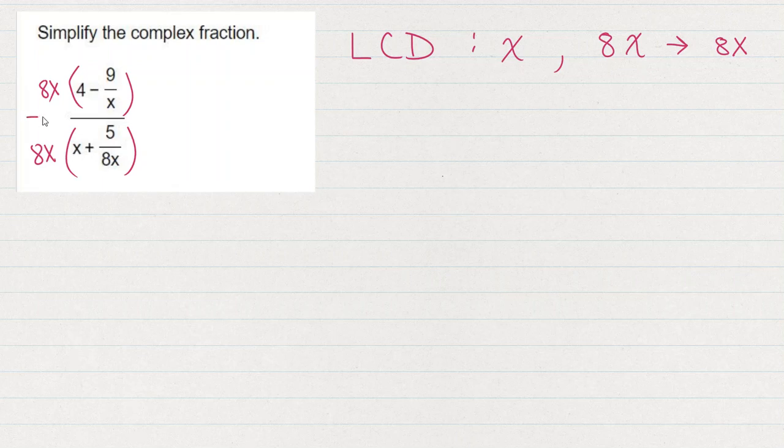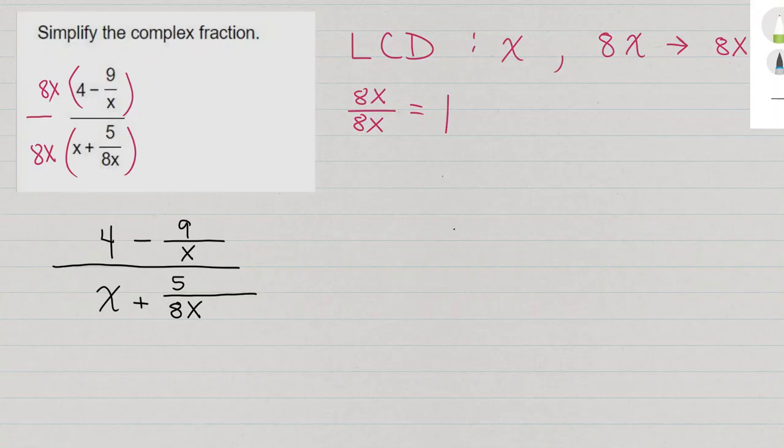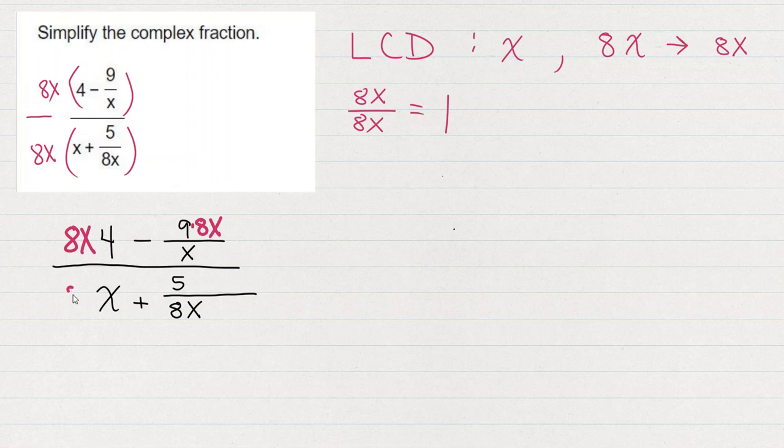Now, why can I do that? Because really, all I'm multiplying by is a 1, the multiplicative identity. By multiplying by 1, I don't change the value of the expression, but I can manipulate it to look differently. When I multiply by 8x, I've got to be mindful of multiplying everything by 8x.